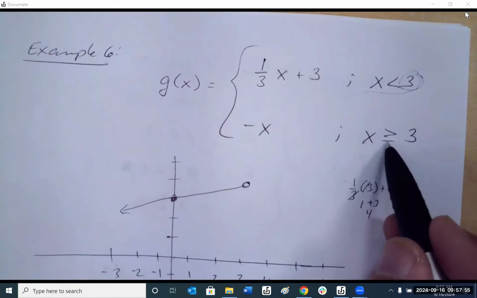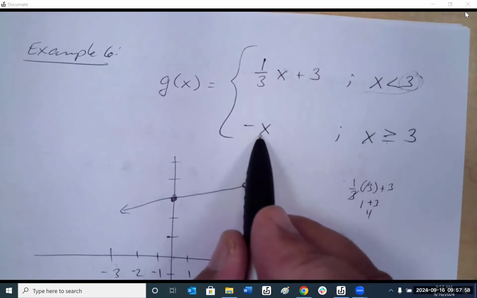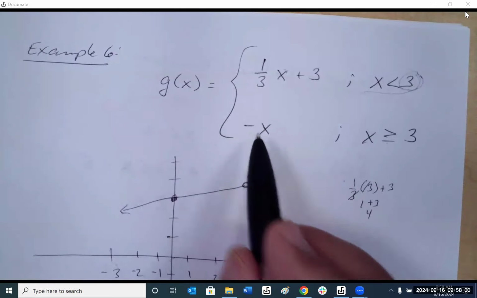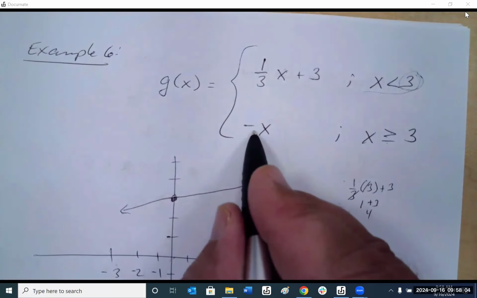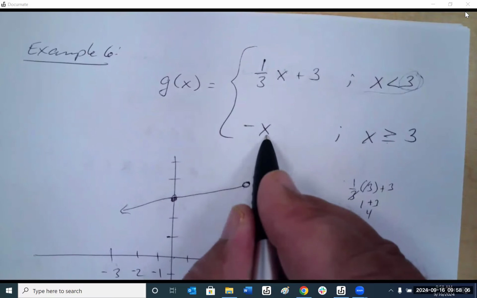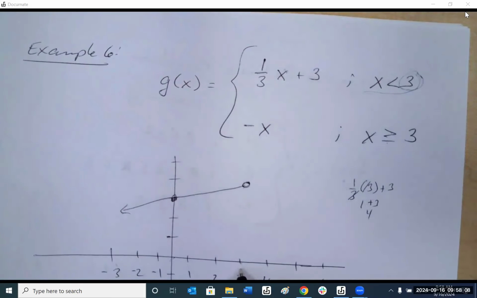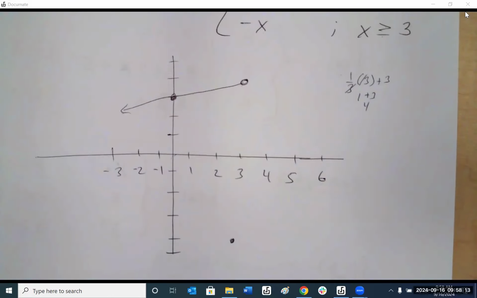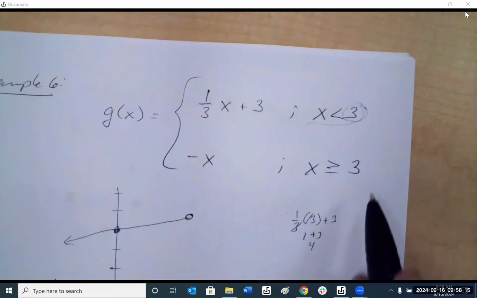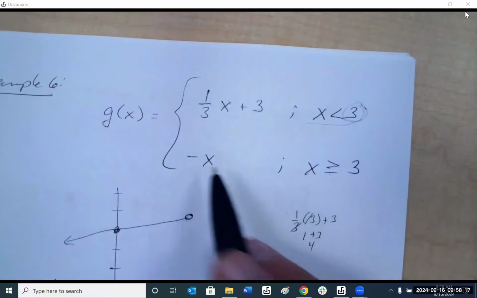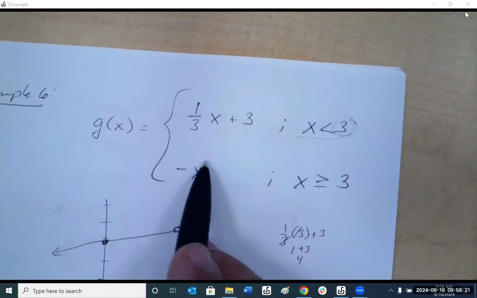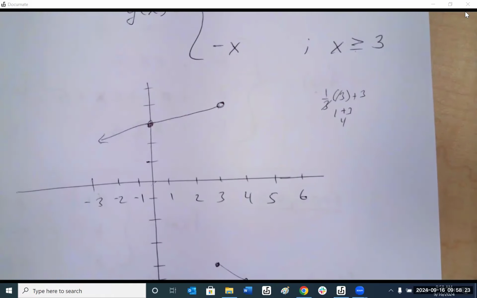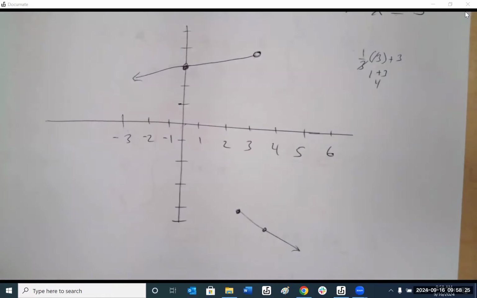And for anything three and greater than three, I use this equation. So when x is positive three, it equals negative three. When x is three, I get negative three. When x is four, I get negative four. It's a linear equation. So here's my graph.